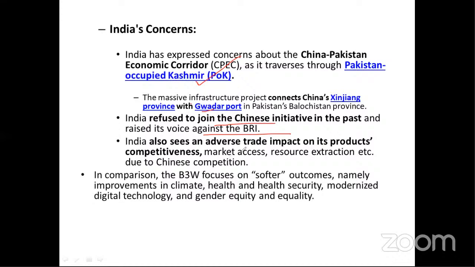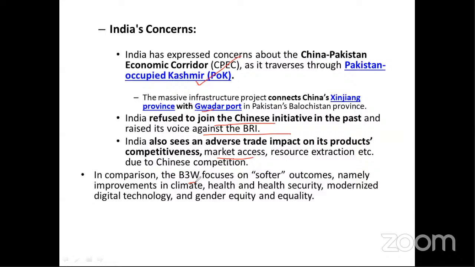India also sees an adverse trade impact on its product competitiveness, market access, and resource extraction due to Chinese competition. So these are some important points about the Belt and Road Initiative. China is doing investment and focusing on infrastructure development, but the intention of China is very different. This is not a welfare intention. China actually wants to occupy a large part of the world.